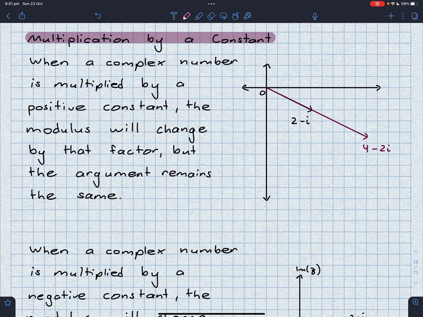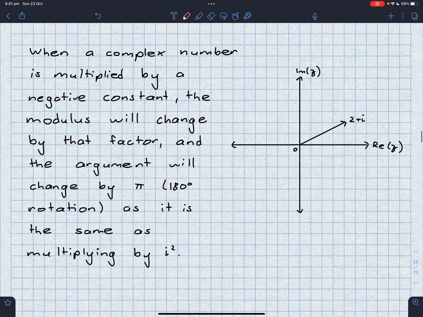If I was multiplying by a negative constant, the same thing happens to the modulus, but we know that a multiplication by -1 is the same as a multiplication by i squared. So I also have a 180-degree rotation. So if I want to multiply 2 plus i by -2, well, the modulus is going to double, and I'm going to end up in the diagonally opposite quadrant because I have this 180-degree rotation. So this would be -4 minus 2i.